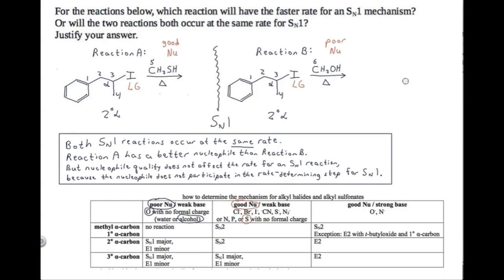So here's our answer. Both of these SN1 reactions occur at the same rate. Remember, for full credit, we have to justify our answer. While reaction A does have a better nucleophile, that doesn't matter for SN1. Nucleophile quality doesn't affect the rate for SN1 because the nucleophile doesn't participate in the rate-determining step for SN1. Did you get this problem right? This problem is a good test of whether you were really understanding the material about factors that affect SN1 reactions that we covered in the previous video.